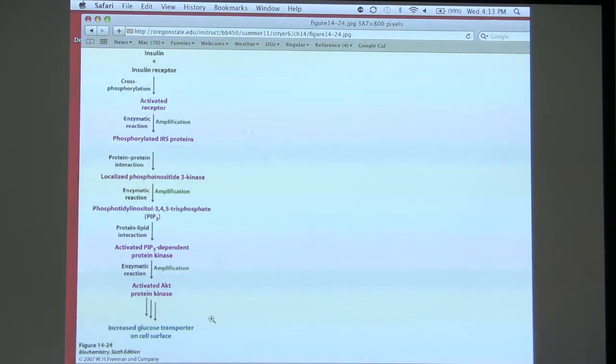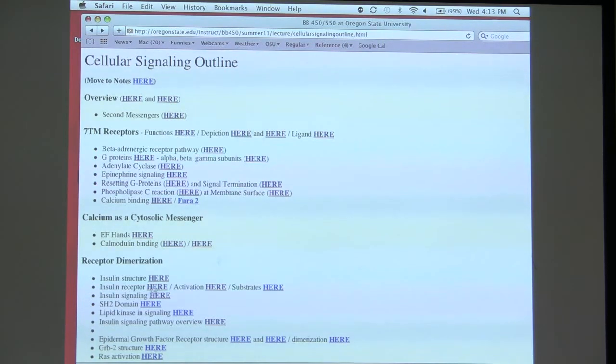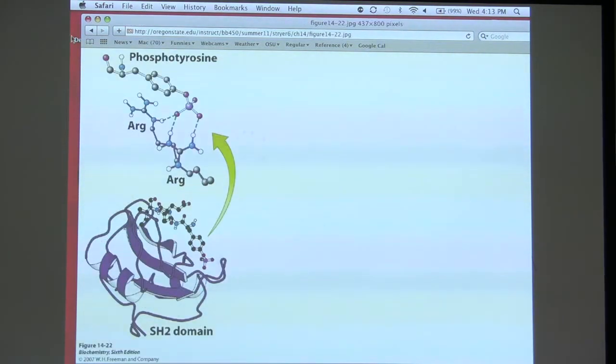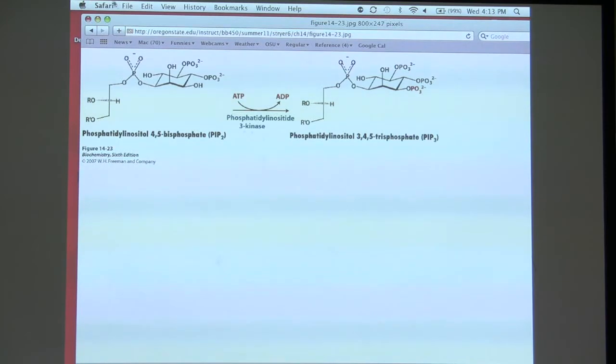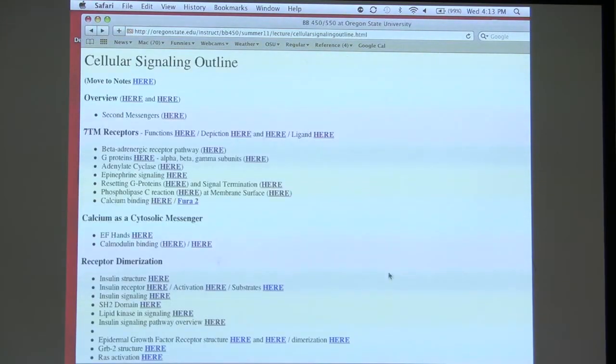Okay, so again, it's just a series of steps. This goes to this, goes to this, goes to this. Bang, we ultimately result in this happening. Okay, there's an SH2 domain. That's the thing that binds phosphotyrosine, as I told you. Nothing much more to say about it than that. And we don't need to worry about that.